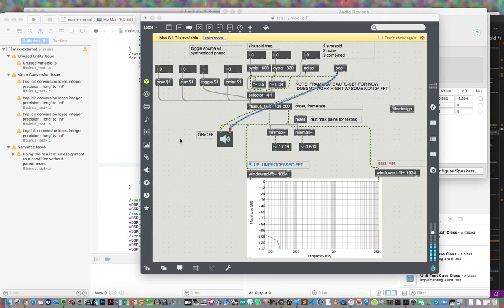Okay, hello. Here's my latest, not greatest, and late homework assignment. Trying to do the amplitude analysis by FFT and then resynthesis by FFT.